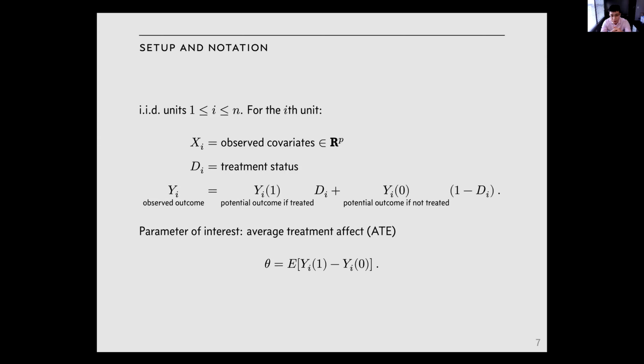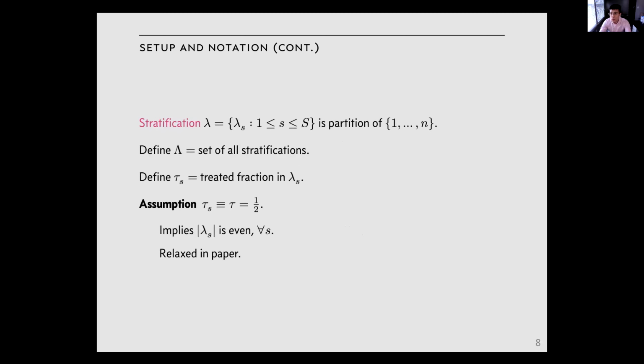As I described before, our parameter of interest today is the average treatment effect, or the expected difference between Yi1 and Yi0. And formally, a stratification is a partition. So if you have n units and their indices are 1 up to n, a stratification, which I denote by lowercase lambda, is just a partition of this set of indices. By partition, I mean that there's a collection of sets that have empty intersection, and their union is 1 up to n. I will use capital lambda to denote the set of all stratifications.